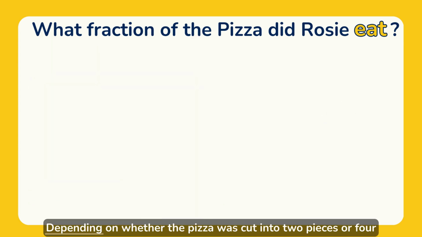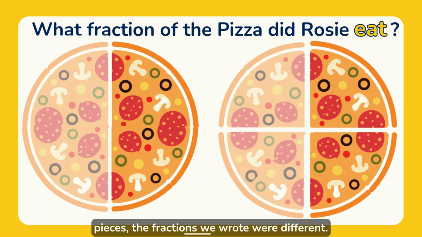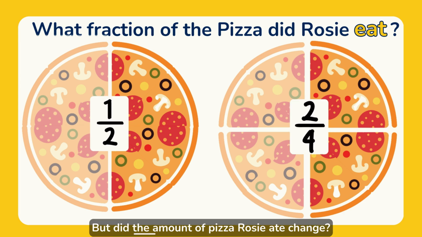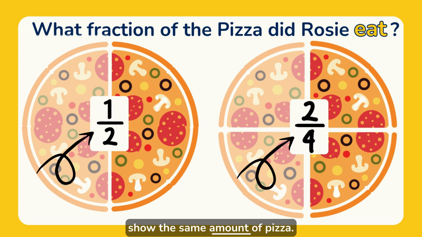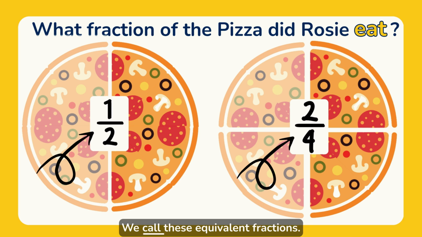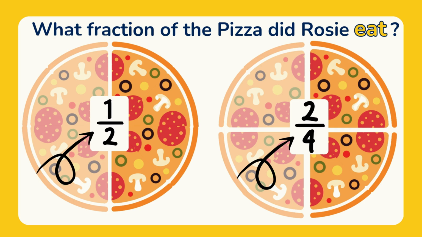Now think about it. Depending on whether the pizza was cut into 2 pieces or 4 pieces, the fractions we wrote were different. 1 over 2 and 2 over 4. But did the amount of pizza Rosie ate change? No. She ate the same, half the pizza. That means both 1 over 2 and 2 over 4 show the same amount of pizza. They're just different ways of writing the same thing. We call these equivalent fractions.